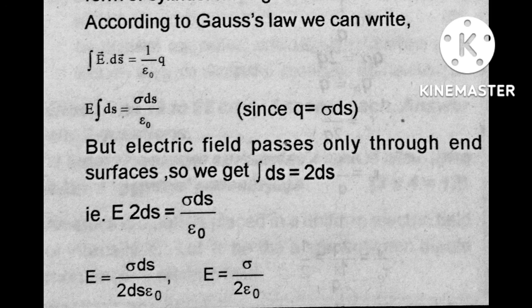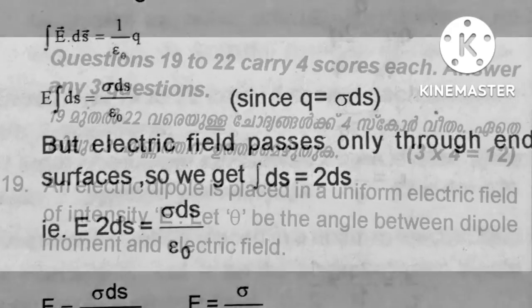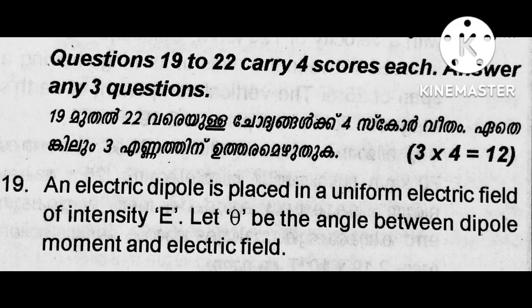Here the electric flux passes through the circular faces of the pillbox only, and there is no lateral flux. Therefore, we can write integral ds is equal to 2ds. That is, E into 2ds will be equal to sigma ds divided by epsilon 0. When we rearrange the equation, we will get E is equal to sigma ds divided by 2ds into epsilon 0. So we can write E is equal to sigma divided by 2 epsilon 0. Now we can move to the next question.